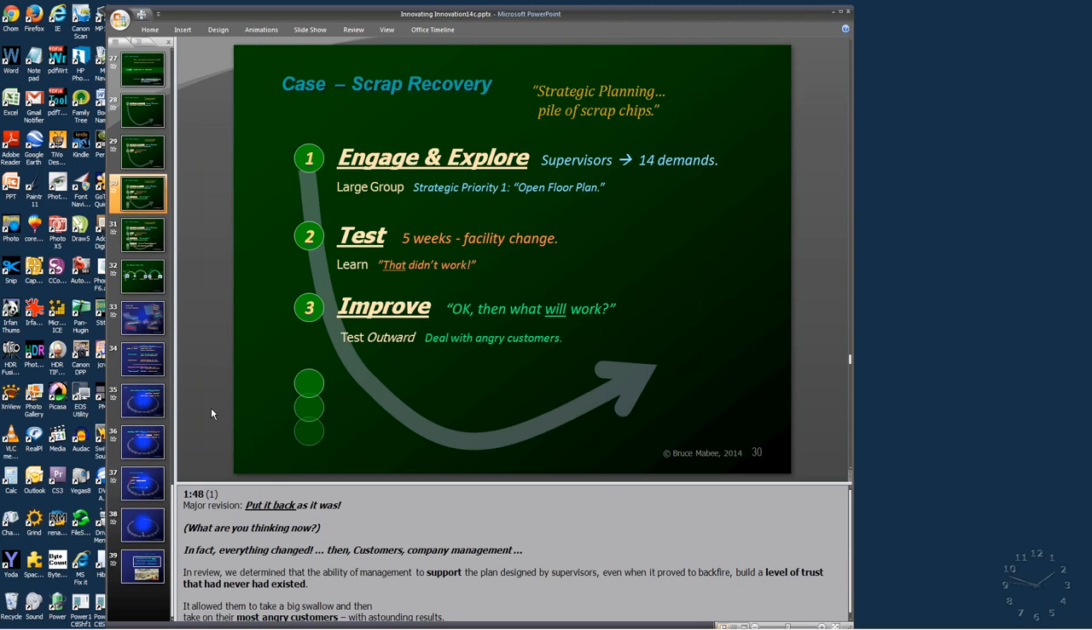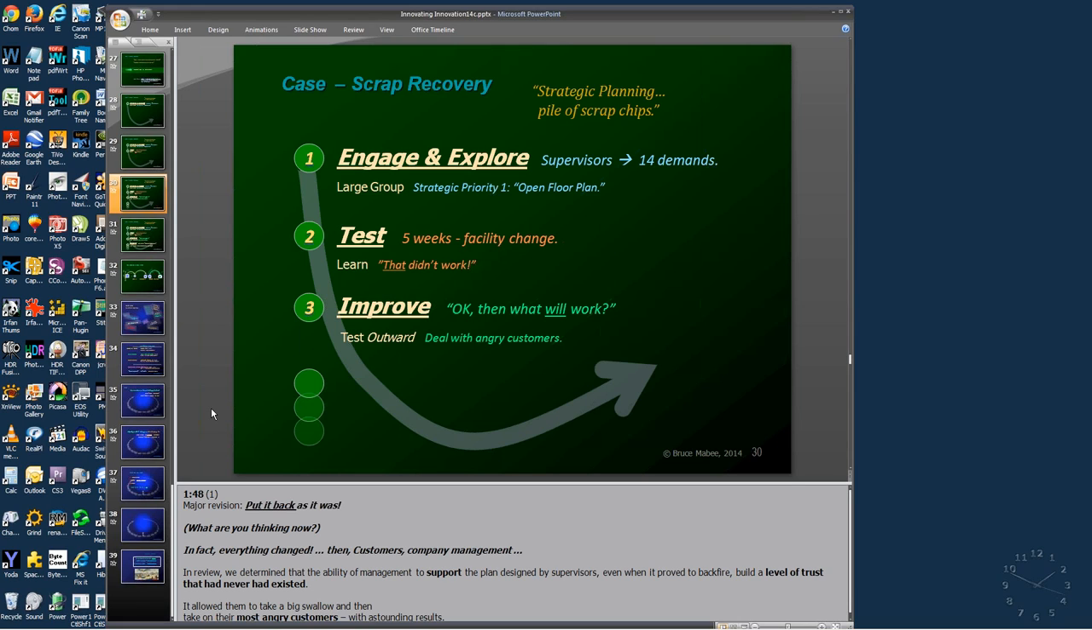What the top management group with a few supervisors and me agreed to do is admit it. This was bad. It didn't work. We don't know what to do next. Let's talk. So they reconvened the supervisors and the top managers who all agreed, it was a consensus, let's just undo what we did. Let's just put the offices back where they were. That didn't fix it. But that is what fixed it.